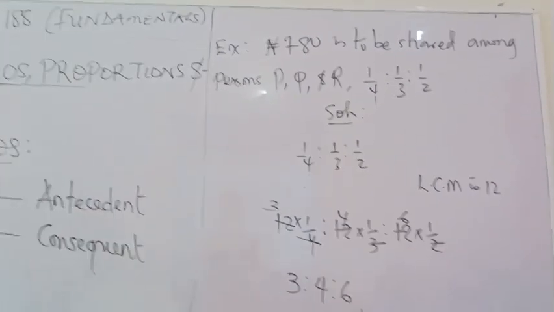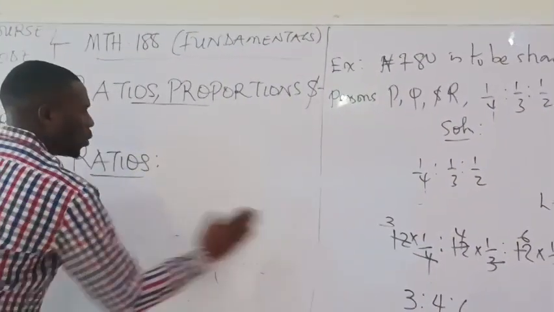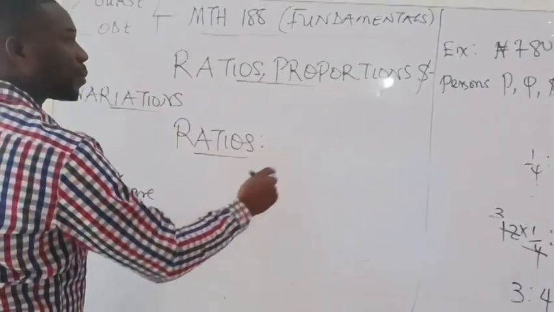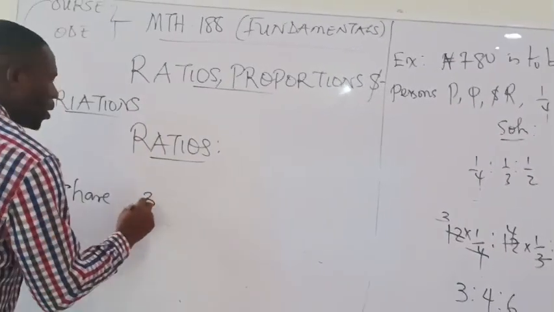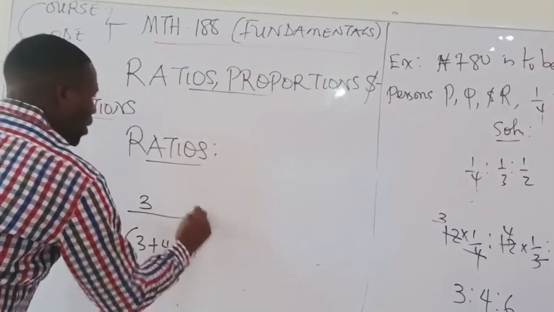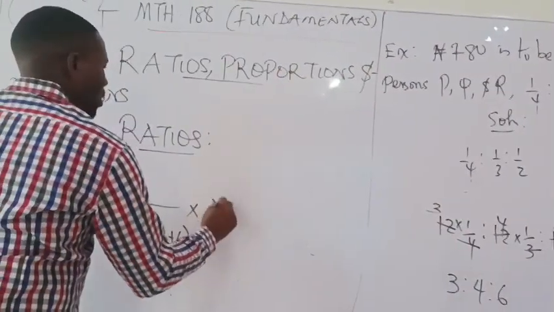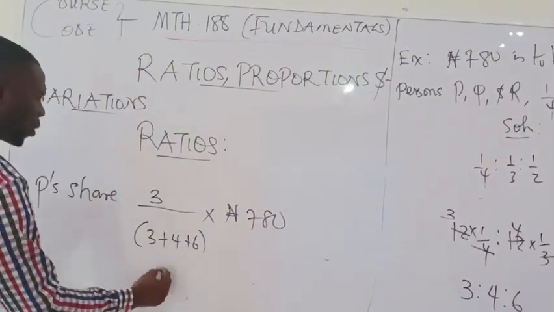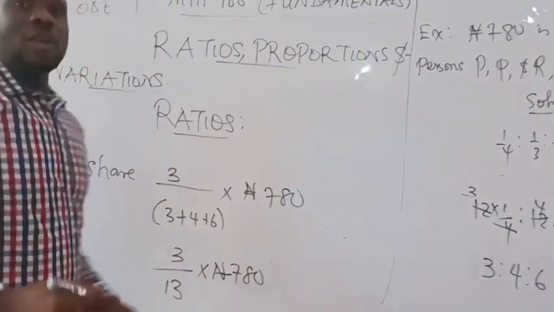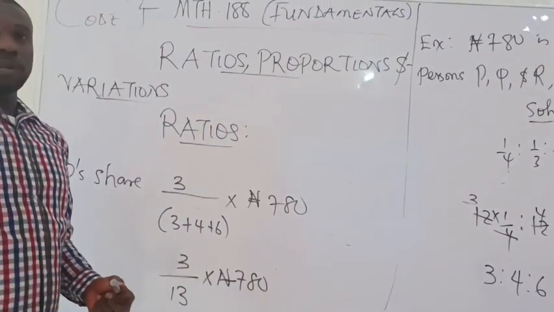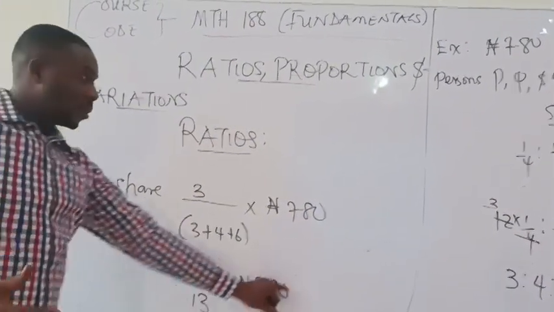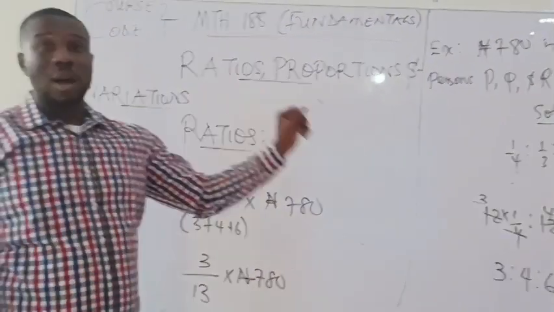Alright, so P's share would be 3 out of the sum of 3 plus 4 plus 6, then times the total amount to be shared. That's times 780 naira. So this becomes 3 over 13 times 780. And of course, I may need to wrap it up here for the sake of time. But in our subsequent videos, I will give the answers to what P's, Q's, and R's shares will be.